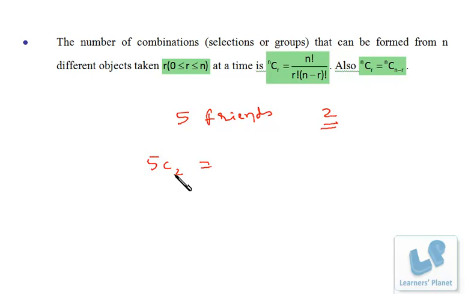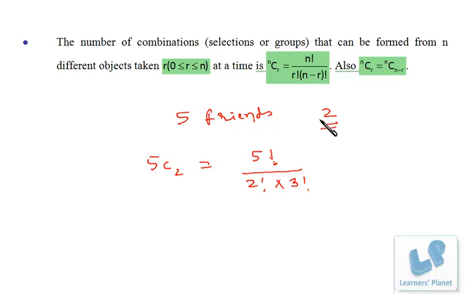5C2. Now what is 5C2? 5 factorial upon 2 factorial into 5 minus 2 factorial. So this is 5 factorial by 2 factorial into 3 factorial. Now this we have to solve, right?